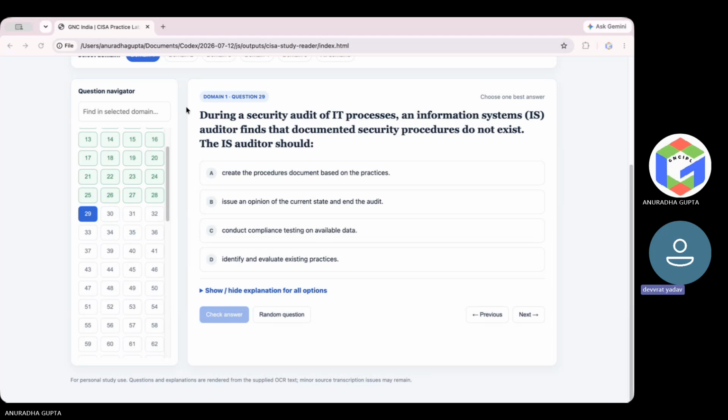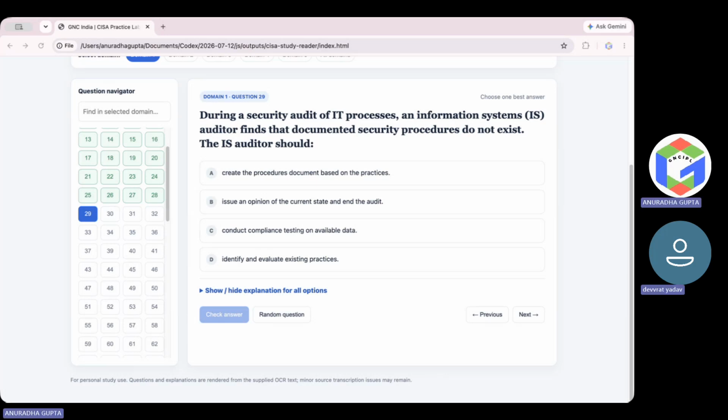Fine, D. I think it will be more correct. D, identify and evaluate existing practice. Okay. And why not C? Because compliance testing on available data, the question is not even asking about the data.